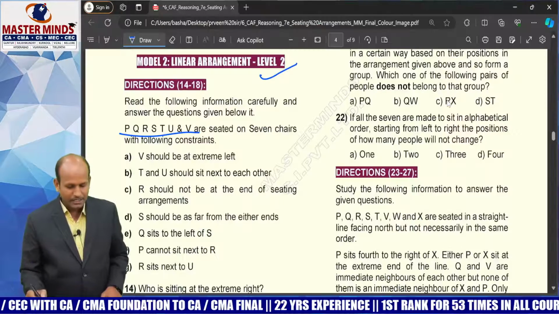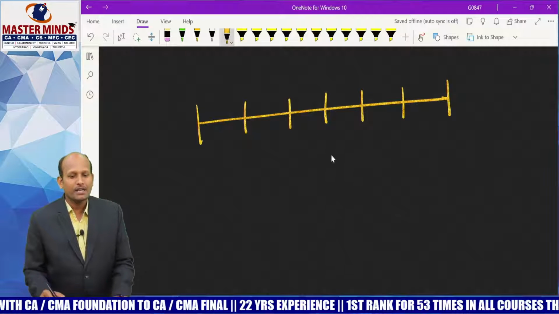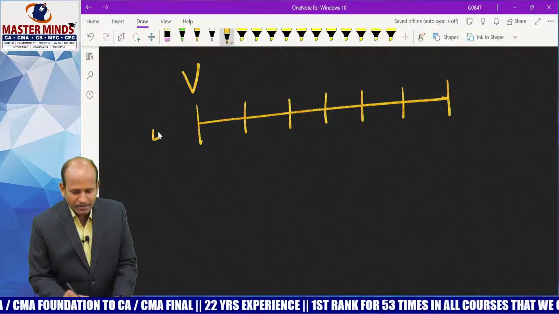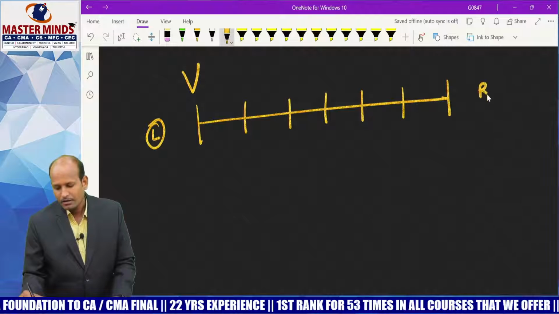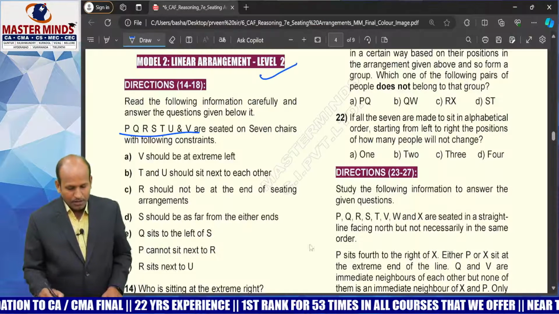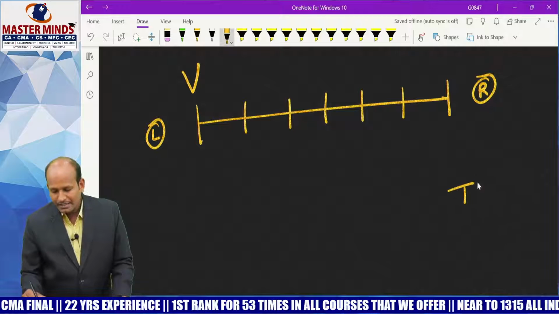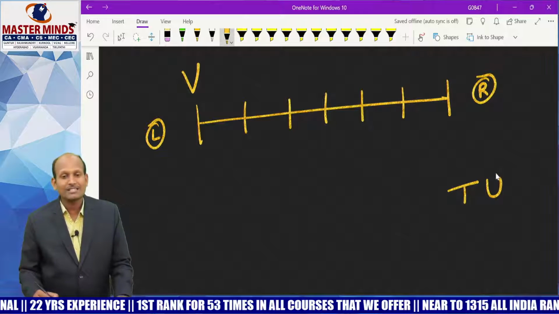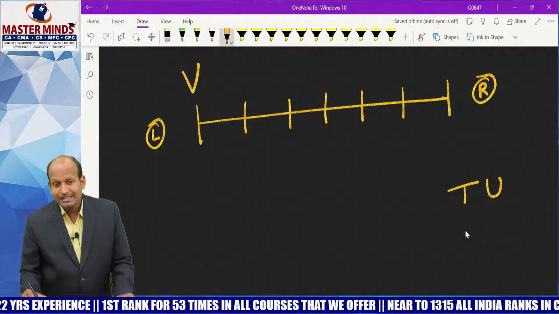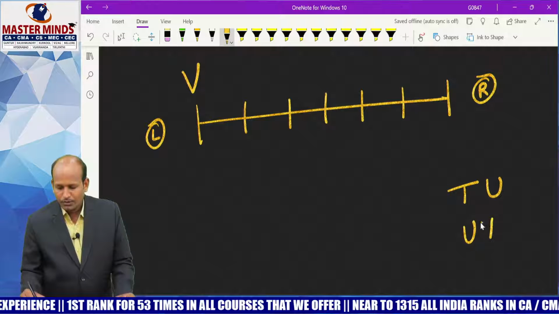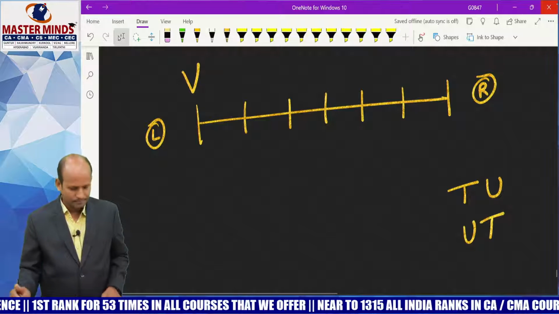7. First condition. V should be at the extreme left. Extreme left means the first member is V. Okay. Next. T and U should sit next to each other. T and U should sit next to each other means they must be immediate neighbors. But they can sit like TU or UT as a possibility.